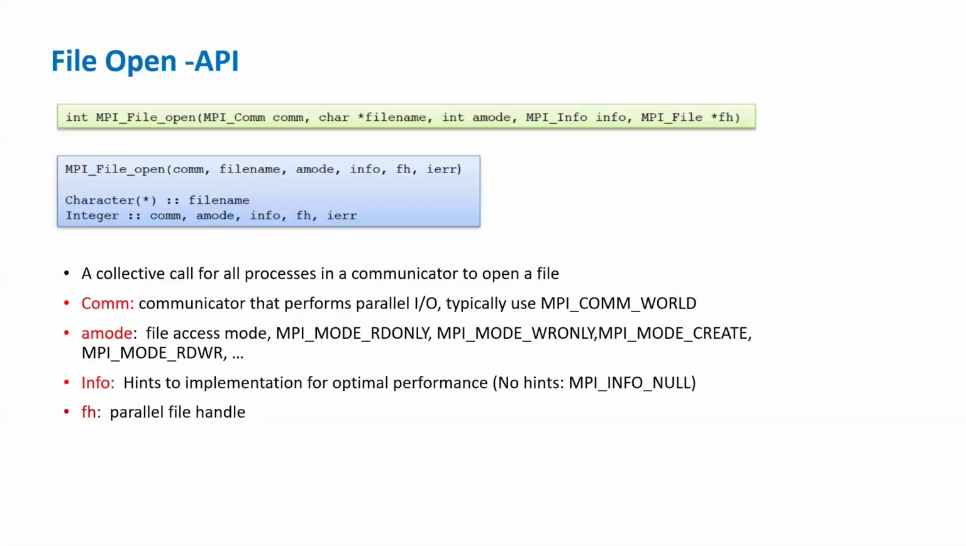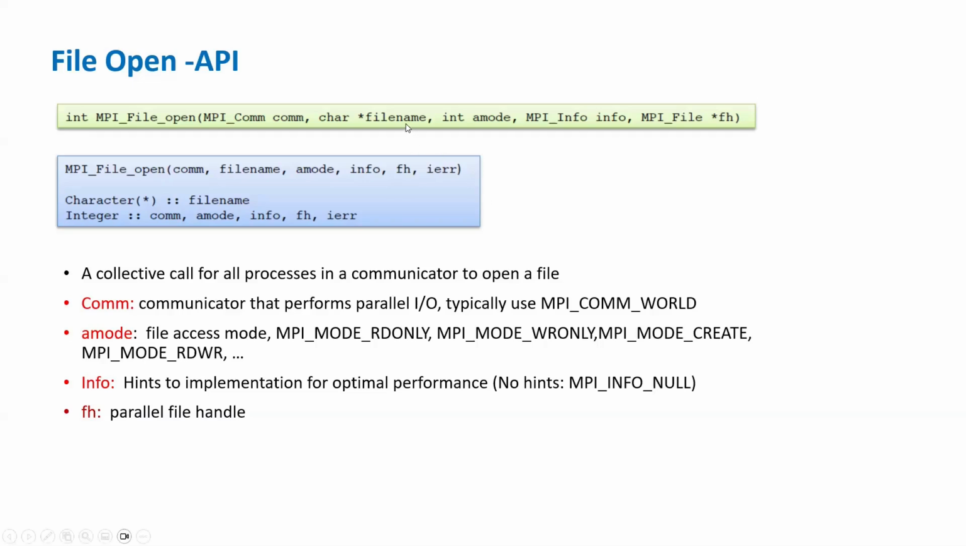Okay, so now we can quickly go through the basic APIs. The first one is file open. It is a collective call for all processes in a communicator to open a file. The first argument is the communicator, which by default is MPI_COMM_WORLD, and certainly you can define your own communicator.